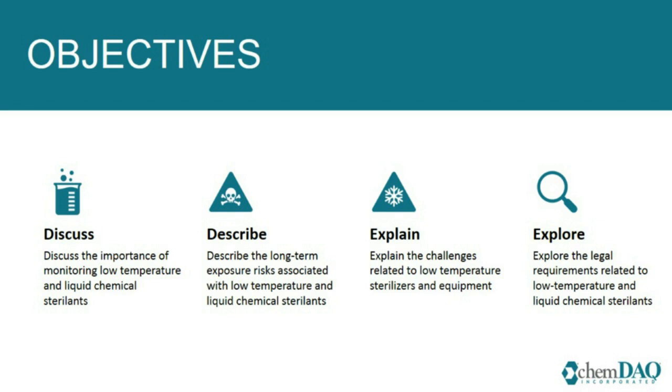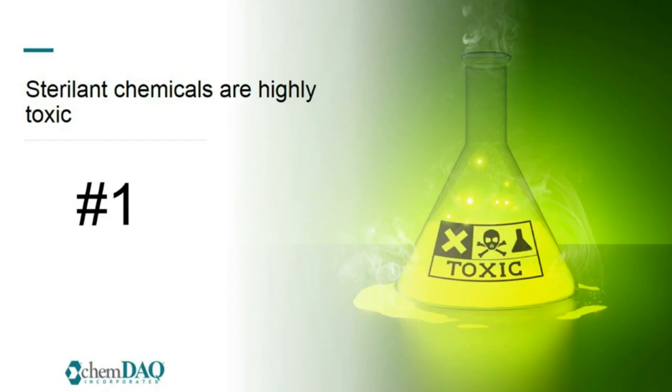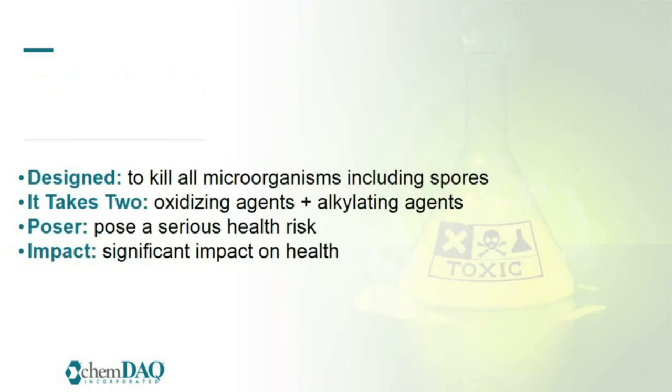Number one on our list is that sterilant chemicals are highly toxic. They are designed to kill all microorganisms and spores. If they were not toxic, they would not be effective. There are two main classes of chemical sterilants.